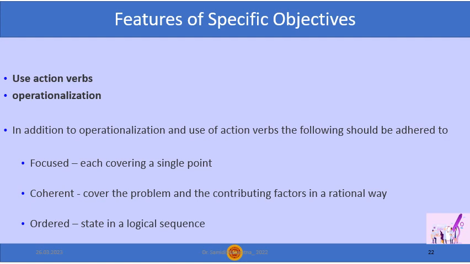So in addition to operationalization and use of action verbs, these are some of the points that you need to consider. These specific objectives are usually focused, okay? So each covers a single point, and they are coherent, covering the problem and the contributing factors in a rational way, and they should be ordered. So these specific objectives should be stated in a logical sequence. So all these things matter when it comes to specifying your specific objectives for your study.